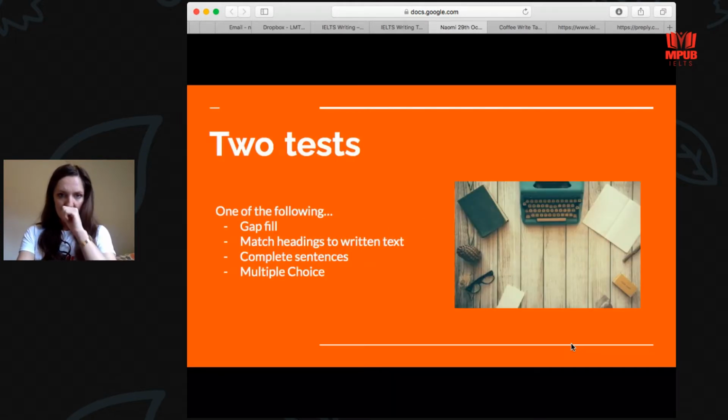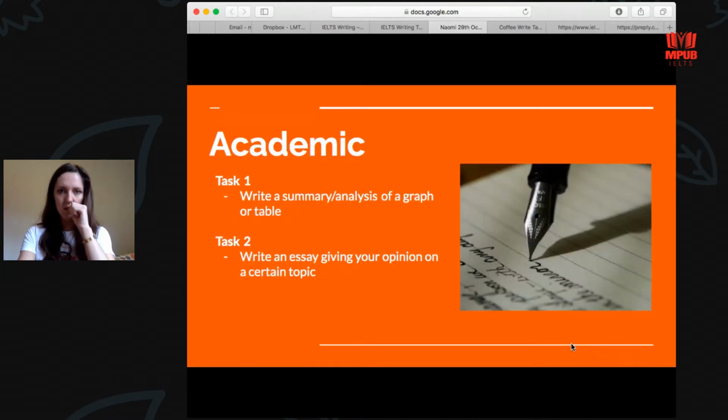So let's have a look at the 2 tasks that you'll be doing. Academic, the task 1 is writing this summary. So it's 150 words, not too long. And the next one, I'm kind of skipping through this a bit because in a minute, we're going to look at some real life examples of academic and general IELTS questions. So that's why I want to spend the majority of this lesson looking at those examples.